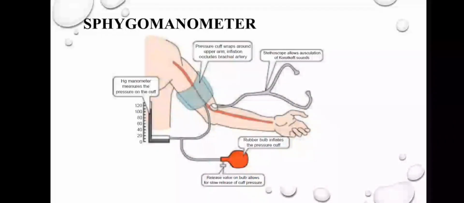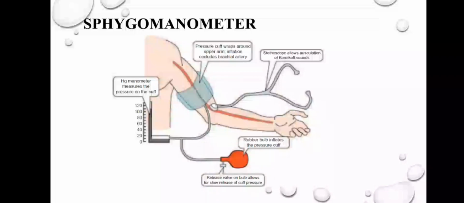Sphygmomanometer is one of the indirect methods to measure the blood pressure. A sphygmomanometer consists of a manometer, which indicates the pressure, a rubber cuff, which is used to apply pressure on the arteries, and a stethoscope, which is to notice the Korotkoff sound, a rubber squeeze bulb to increase the pressure in the cuff, and a release valve to release the pressure.